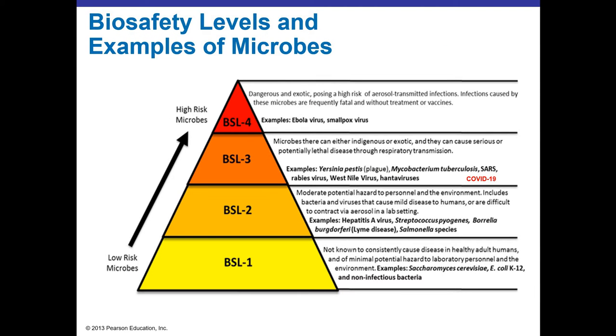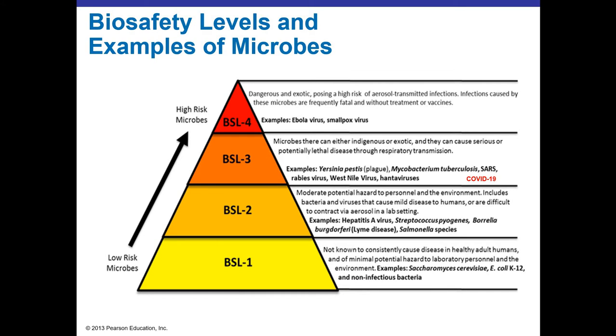So if we look at our pyramid that correlates the biosafety levels and examples of microbes, we see our low-risk microbes in the BSL-1. These are things like Saccharomyces cerevisiae, the yeast that we use to make breads and some of our wines, and things like E. coli. These are basically non-infectious bacteria.